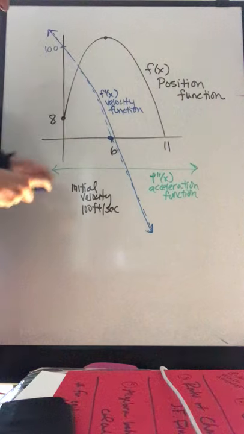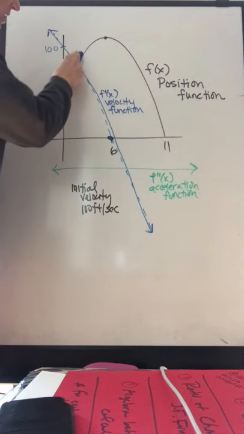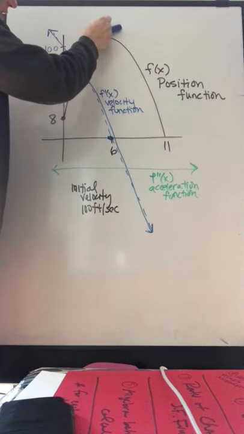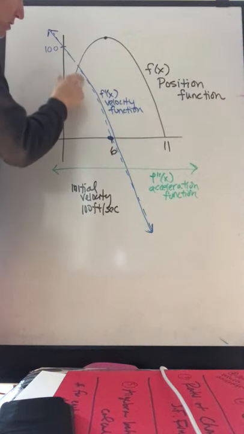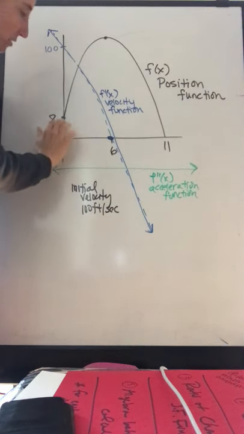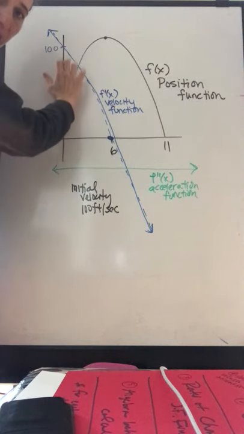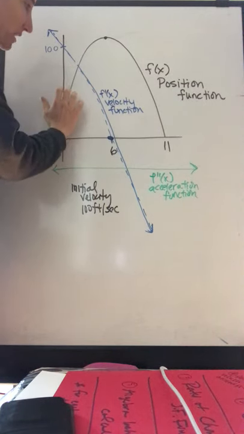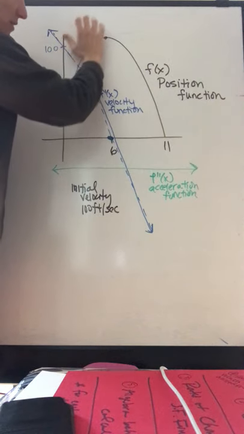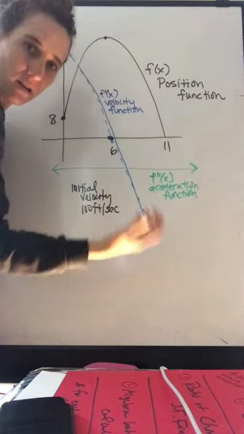And what happens to the velocities as the ball goes up into the air? They're all positive, but they're getting smaller and smaller and smaller. That's happening because the ball is being thrown. The speed at which the ball is being thrown is definitely slowing down. Why is the ball slowing down as it goes up? Gravity.